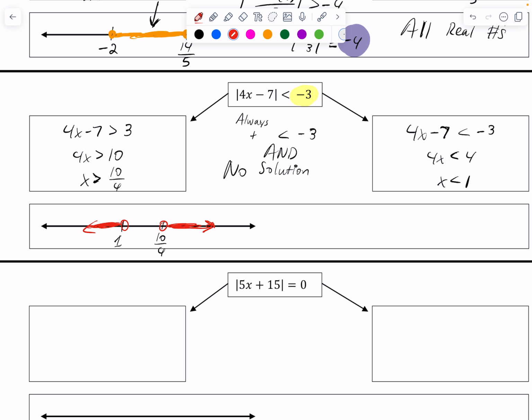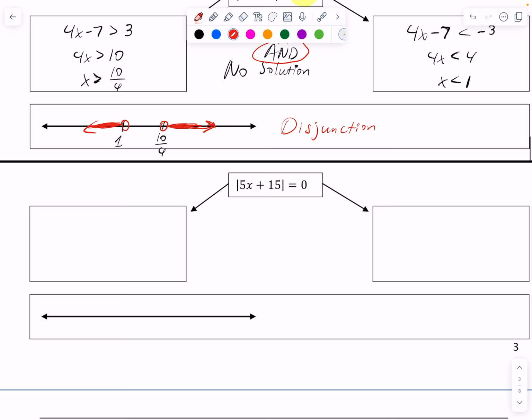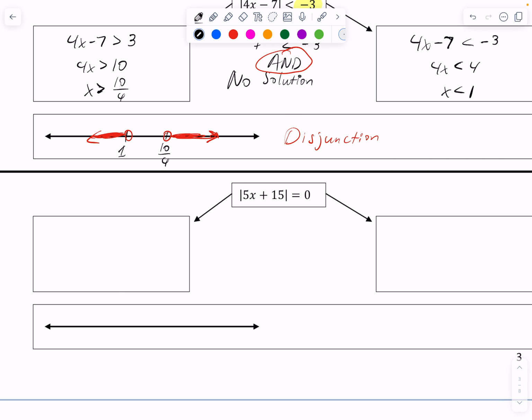Now that looks like the word or. This is a disjunction. But if I think about the word that I used, it was and. Those don't match, and we already know why they don't match, because there's actually no solution here that would ever make this a true statement. We'll try a couple more of those in class. All right, let's try one more and then we'll be finished.